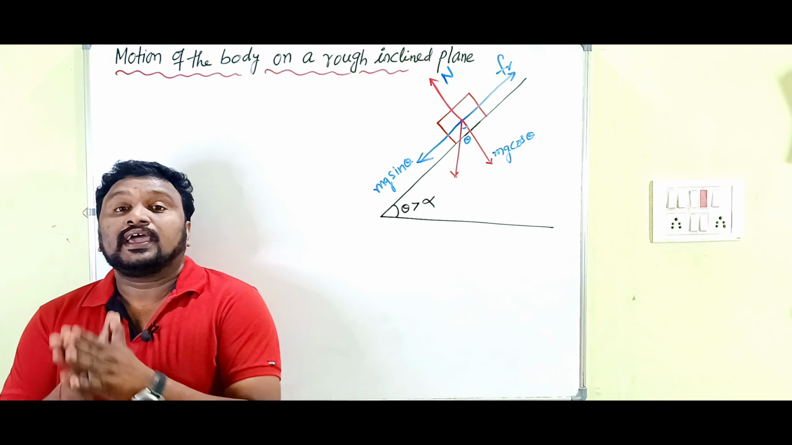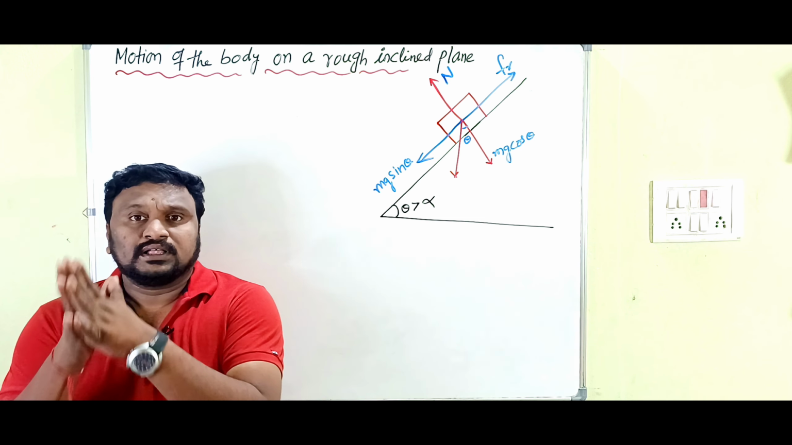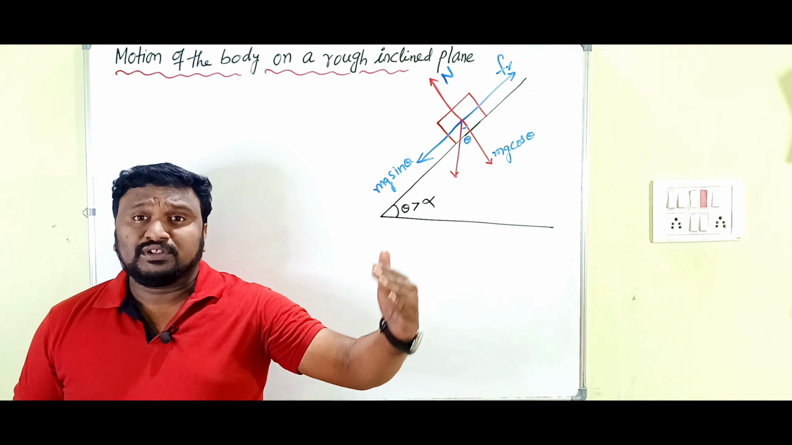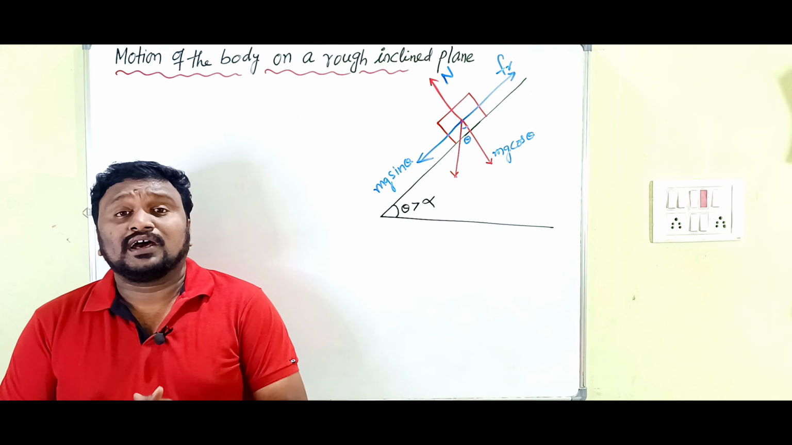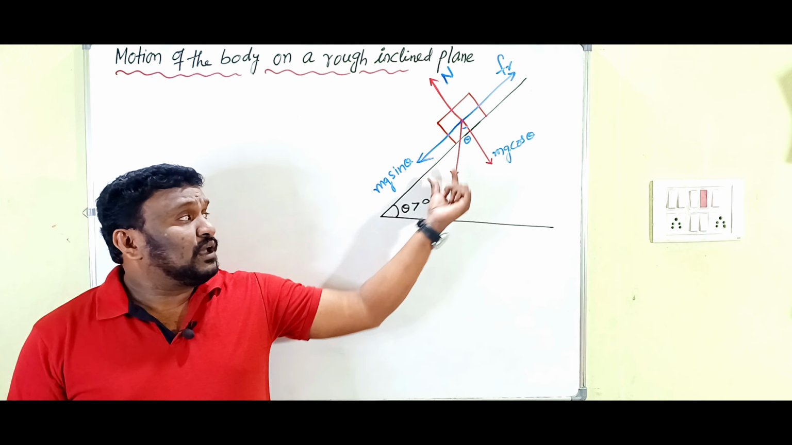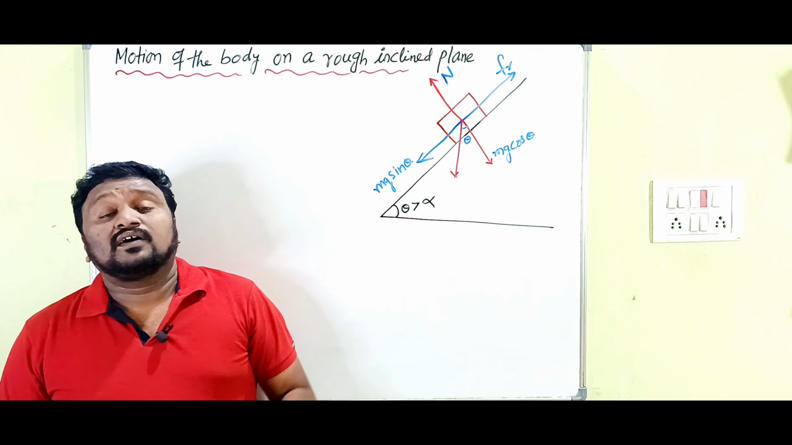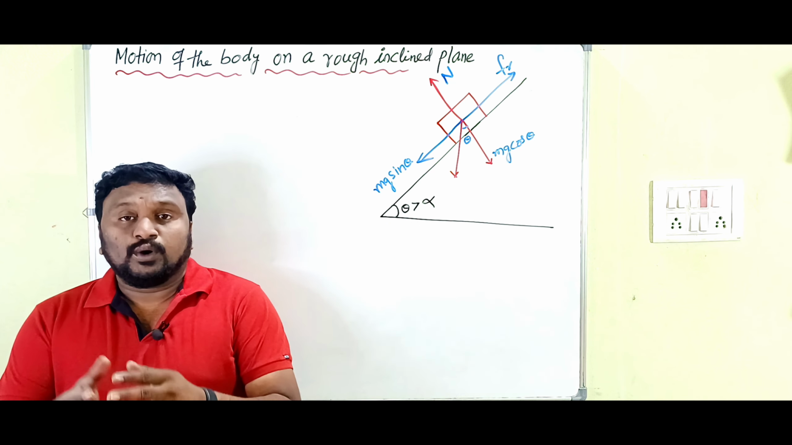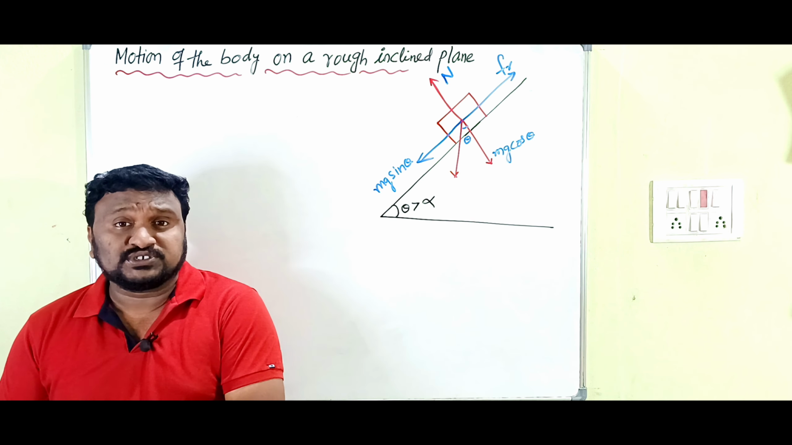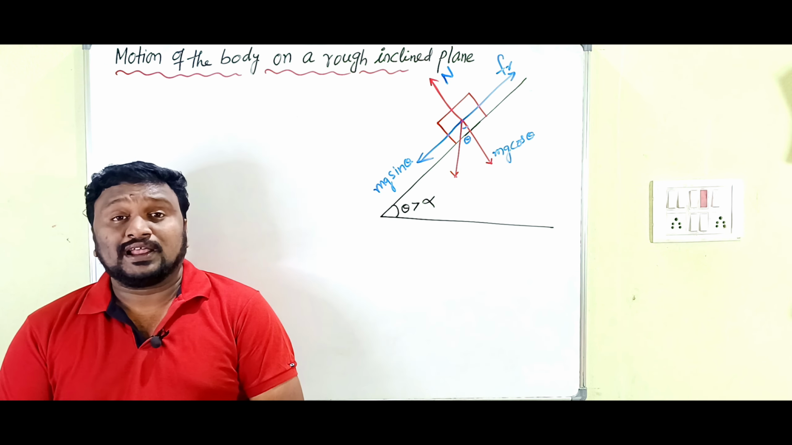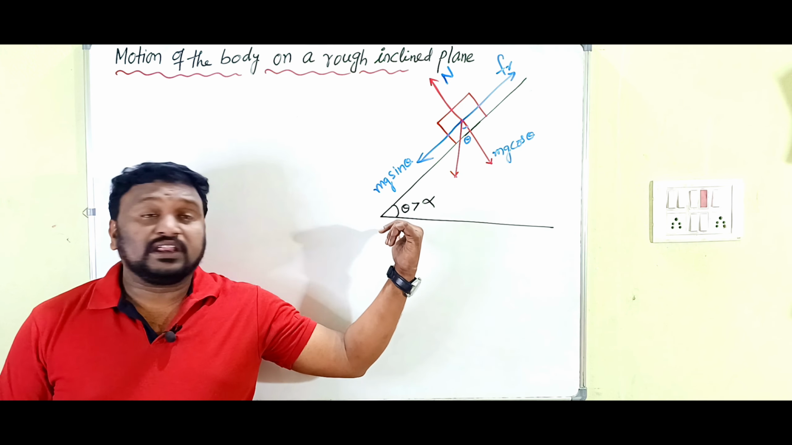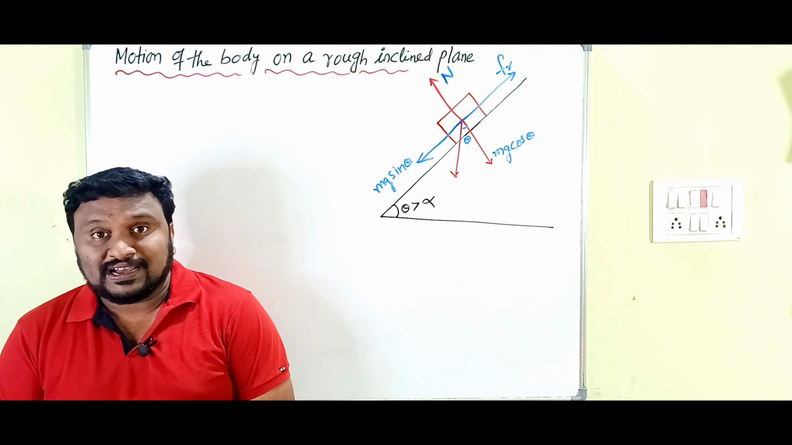So what is meant by a rough inclined plane? What is an inclined plane? The plane which makes some angle with the horizontal is called an inclined plane. Clear children? So when we say an inclined plane, that plane will make some angle with the horizontal. And what is meant by a rough surface? A surface which has some frictional force. That is a rough surface that has some angle of inclination. Now it is called a rough inclined plane.